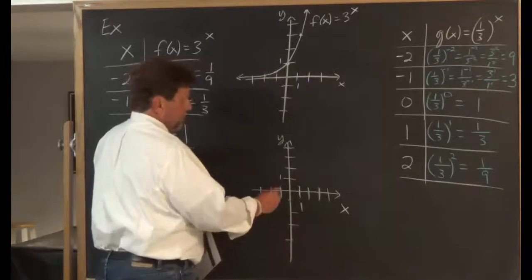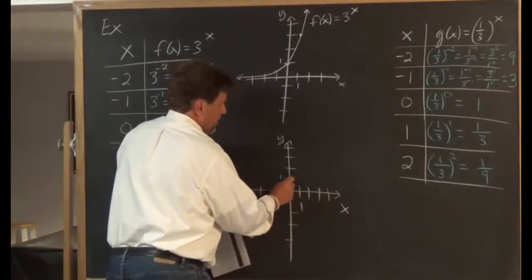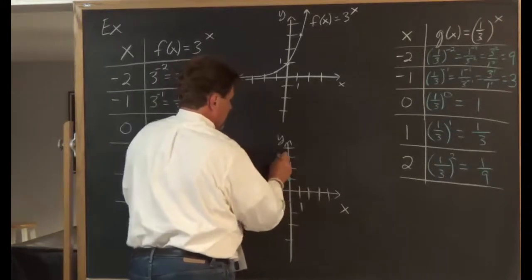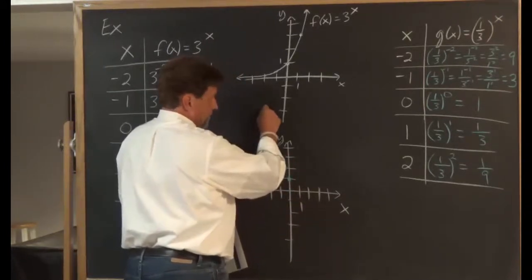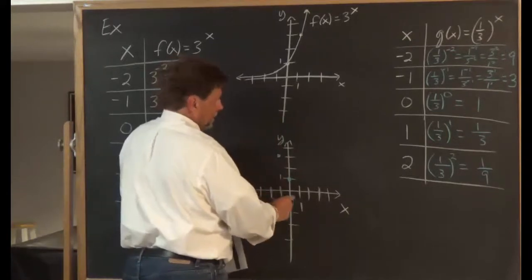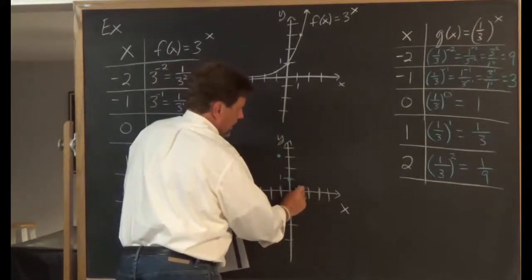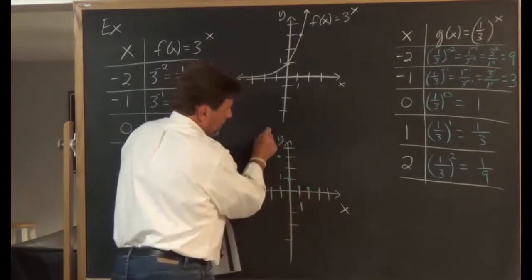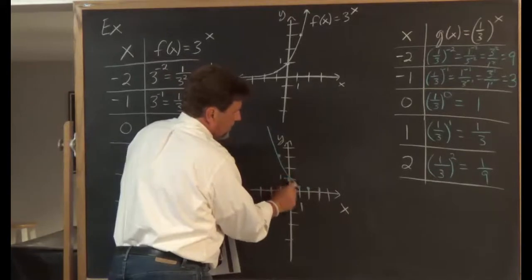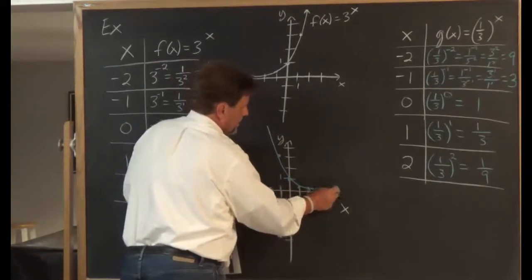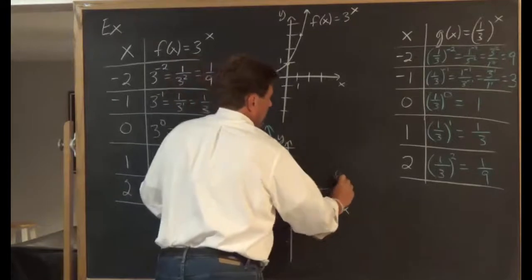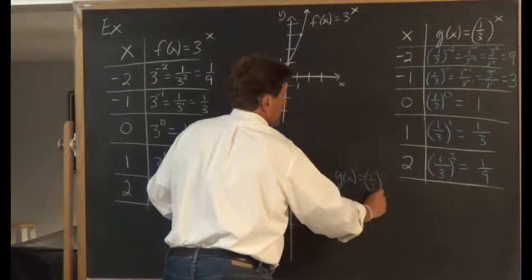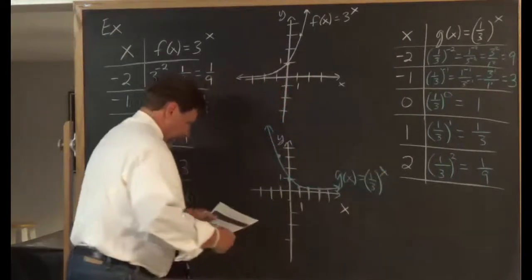So plotting those points, let's see, we have 0, 1, -1, 3, -2, 9, that's way up here somewhere. 1, 1/3, so I'll put that about right here. 2, 1/9, and we get a graph that looks something like that. So this is the graph of g of x equals 1/3 to the x power.